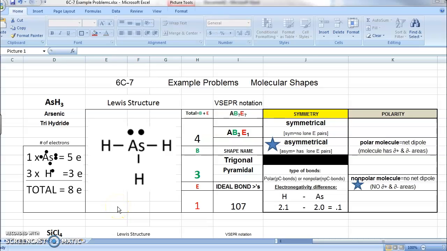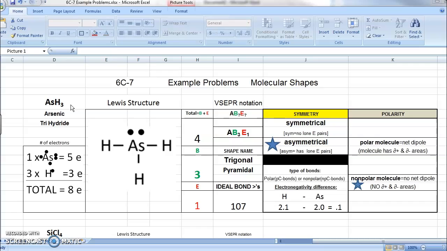In 6C7, we're going to take a look at how we are going to do practice problems with the valence shell electron pair repulsion theory. What we'll be doing in these practice problems is taking how we can get from a formula to the molecular shape, and how we can determine whether the molecule is symmetrical or asymmetrical once we've drawn it using the shape sheet, and how we can determine if the molecule overall is polar or nonpolar, which will enable us to predict many of the physical properties concerning that molecule.